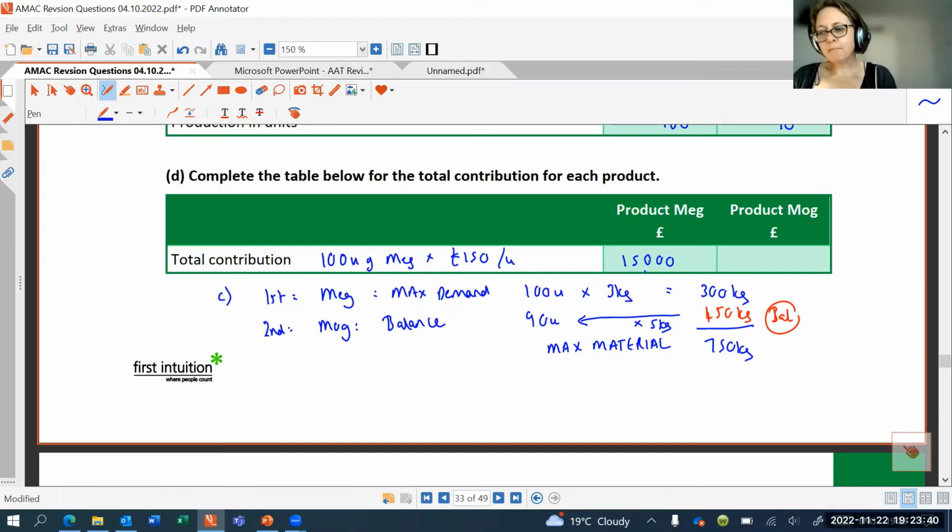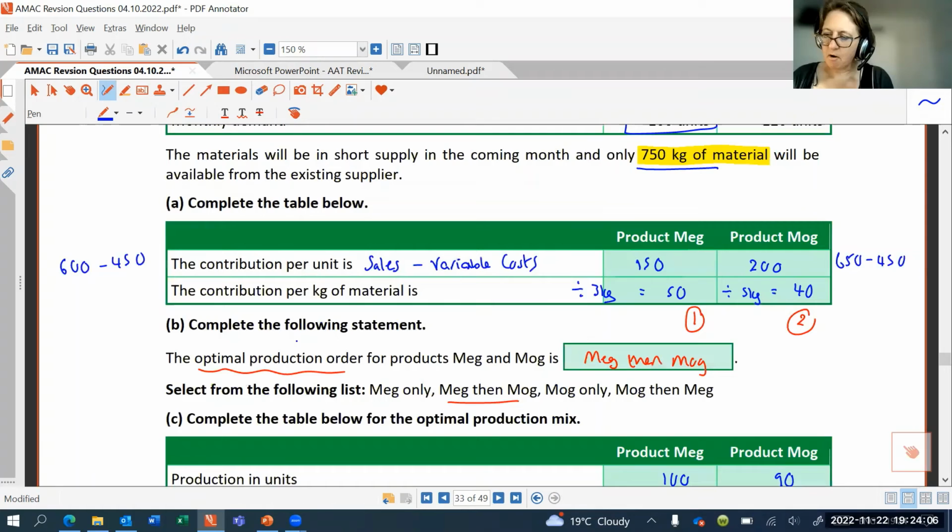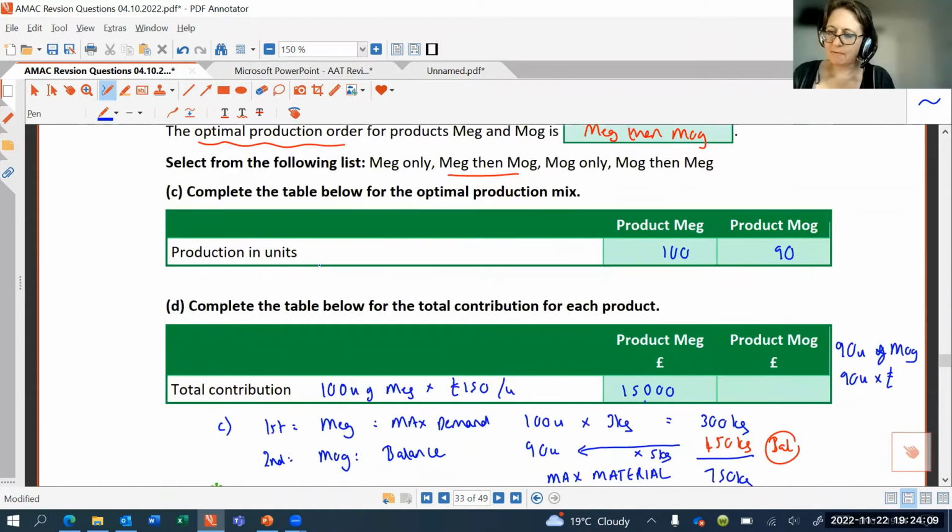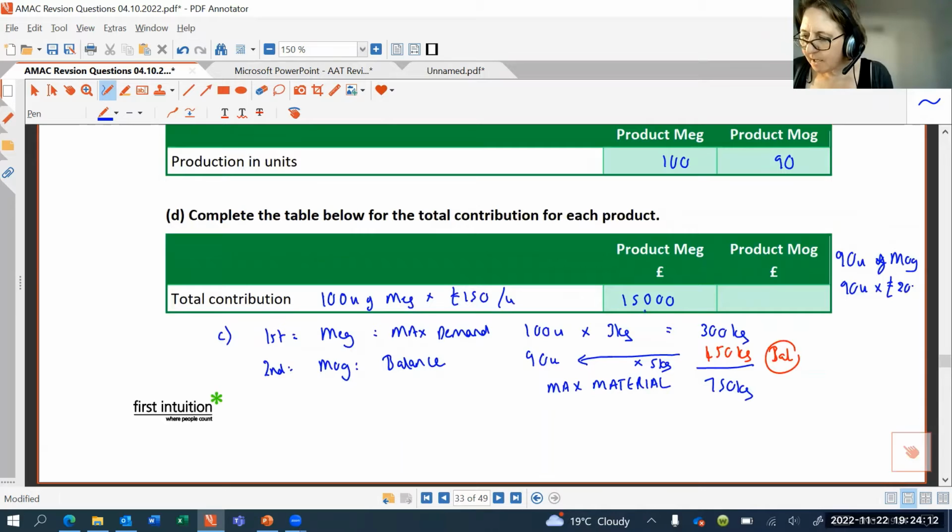So when I move on to MOG, I couldn't make all of them. Would have been nice if I could, but I couldn't. I ran out of materials, so I can only make 90 units of MOG. So we've got 90 units of MOG multiplied by, well, how much does a MOG make? The whole one makes £200. If I've got 90 of them at £200 each, do you agree? That would be £18,000 that I generate from making product MOG.